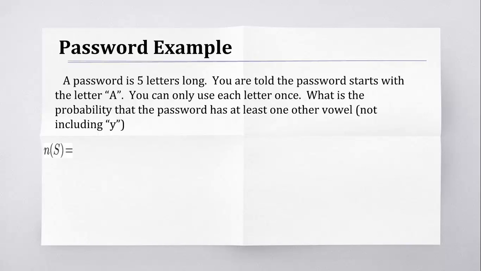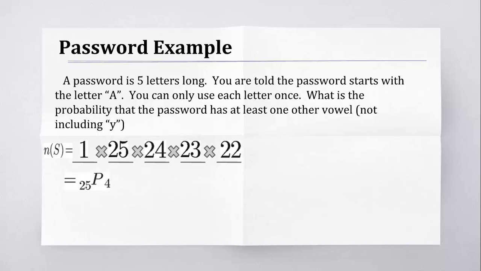N of S is going to be, if you know it starts with A, that is actually one of the possibilities. We go back to the slot method with permutations. It's always good to start with the slot method and then just use the permutations to shortcut it. We don't use the slot method for combinations, but in permutations we can. There's one way for the first letter to be the letter A. We already know it starts with A, so it's got to be 1. 25 ways to pick the second, 24, 23, 22. So a total of 25P4, which gives me 303,600.